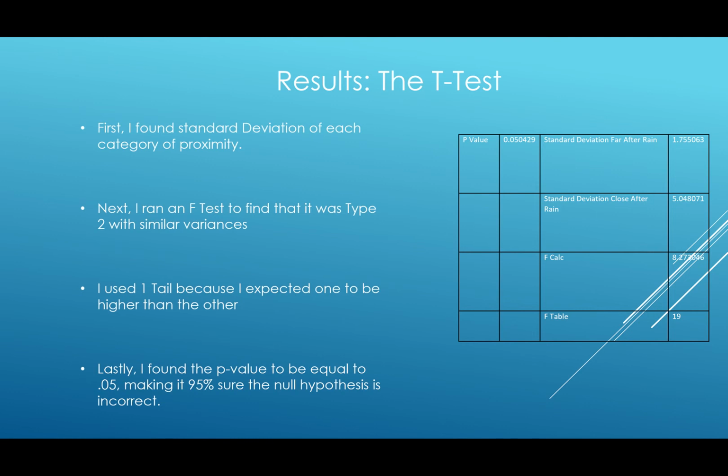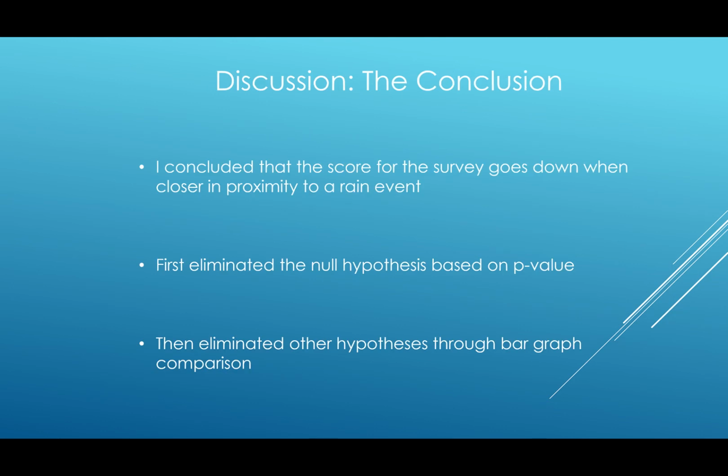So whenever I put that all into the Excel table, which you can see is directly copy and pasted from my Excel table, I found that the p-value was equal to 0.05. You can see it's a little bit above 0.05, but it's 0.0504. So it's obviously at least 95%, or maybe just a tiny bit below. So I took that to be that the null hypothesis was definitely void, and I decided to continue with my conclusion, which we will now get into.